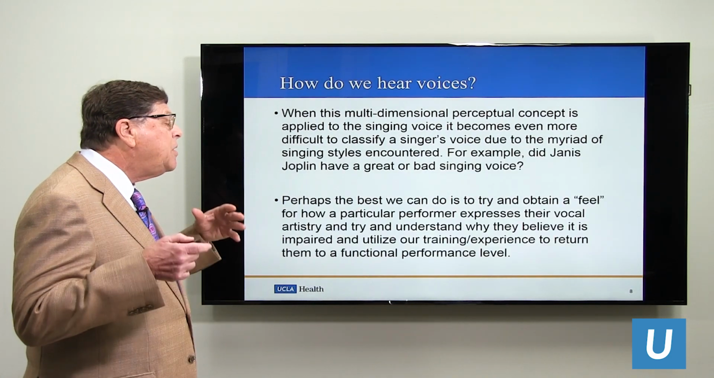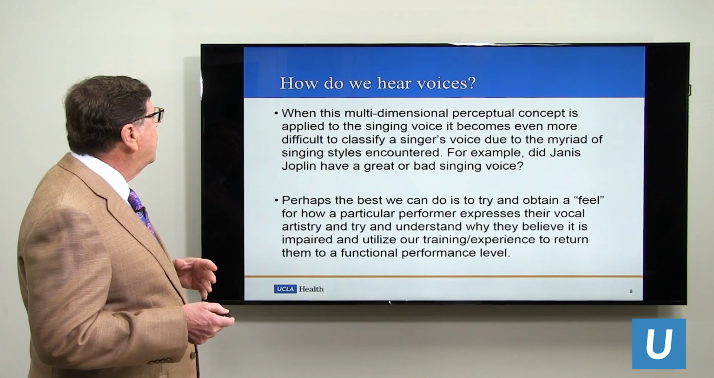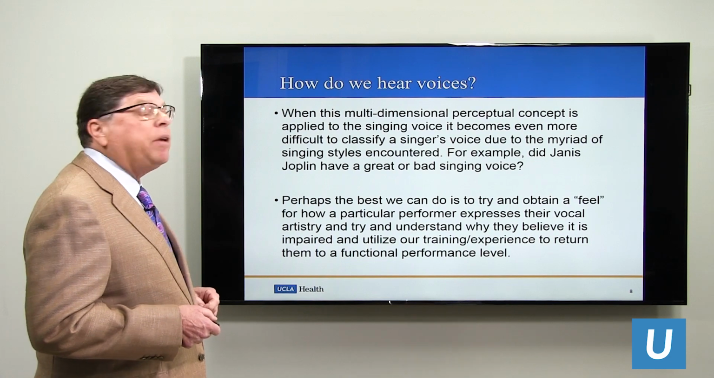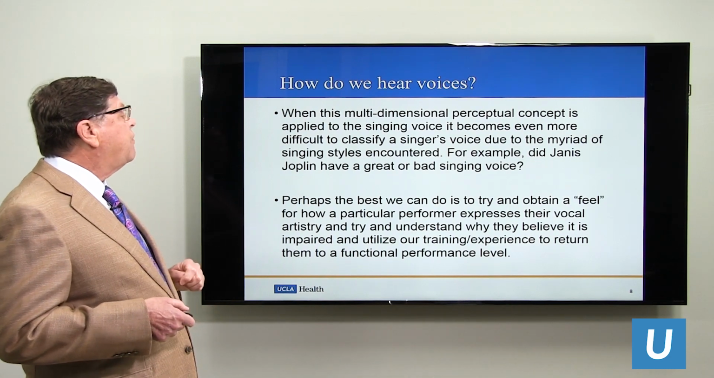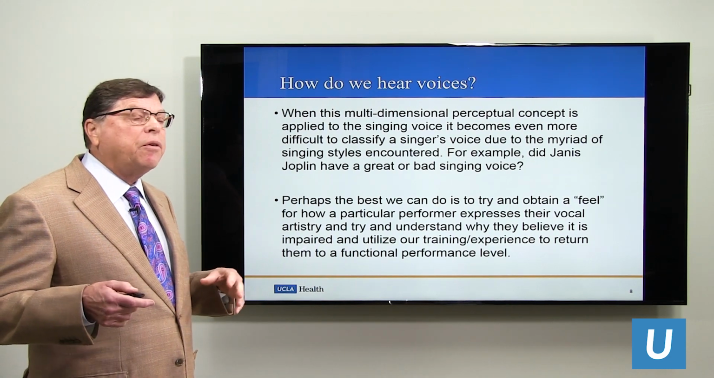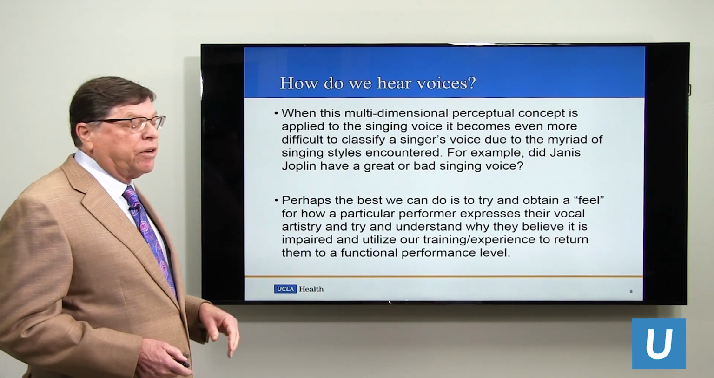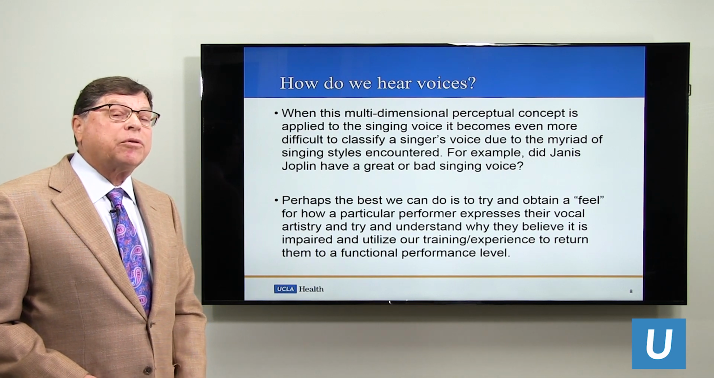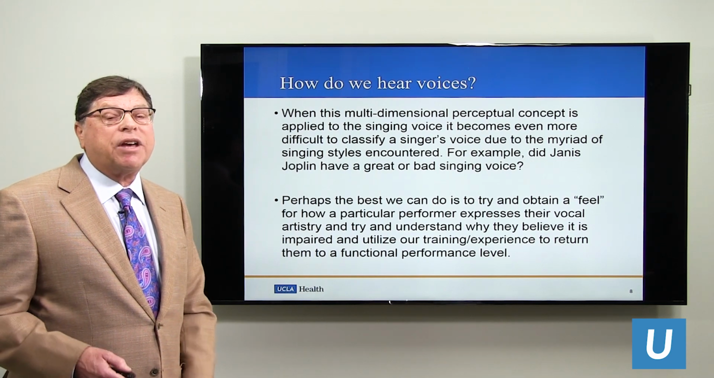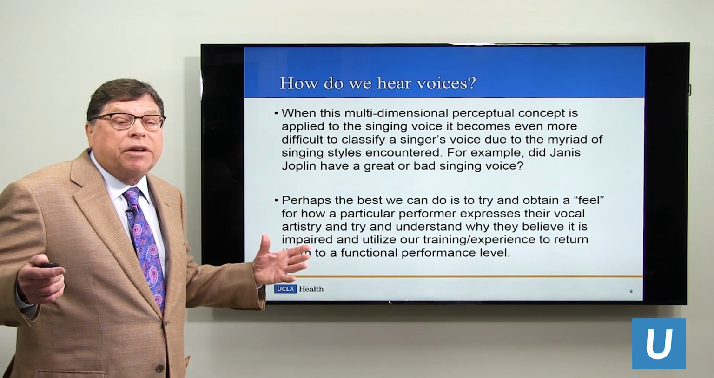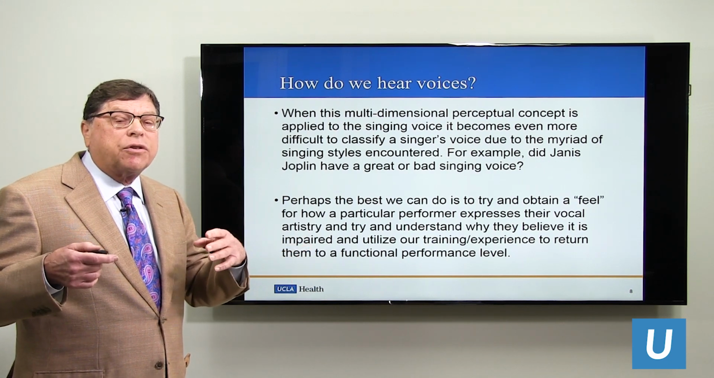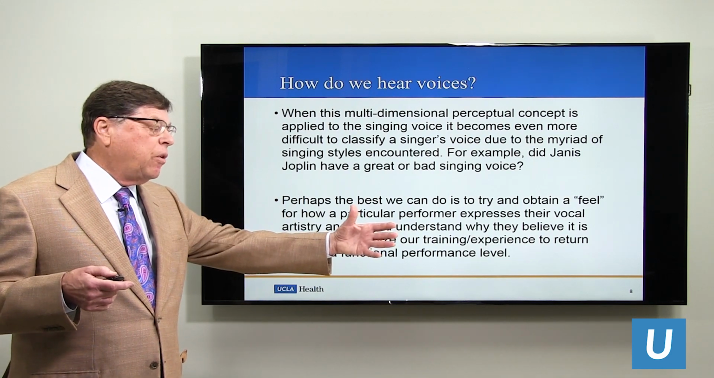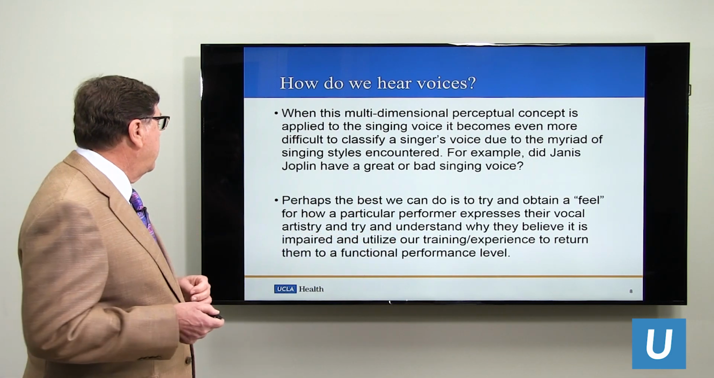So when this multidimensional, multifactorial perceptual concept is applied to a singing voice, it can become even more difficult to classify a singer's voice due to the myriad of factors that are encountered. For example, did Janis Joplin have a good singing voice or a poor singing voice? I would venture to say that it was a great voice, but it really characterized her quality of singing. And so we can't really say that this particular voice is good and this particular voice is bad.